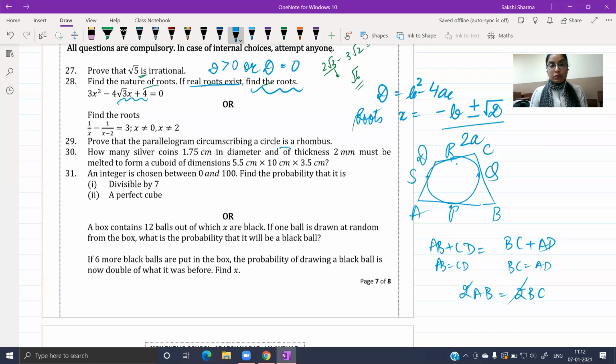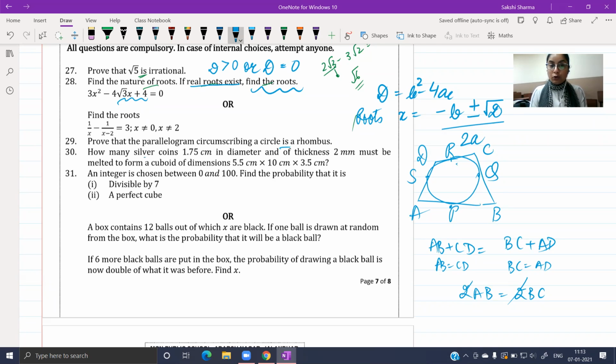Then 30th question was from your textbook. How many silver coins of the given diameter and thickness must be melted to form a cuboid of the given dimensions? Again, repeated type है ये आपके पास, कि आपको एक ऑब्जेक्ट को दूसरी शेप में कन्वर्ट करना है. You will be working with the volume.